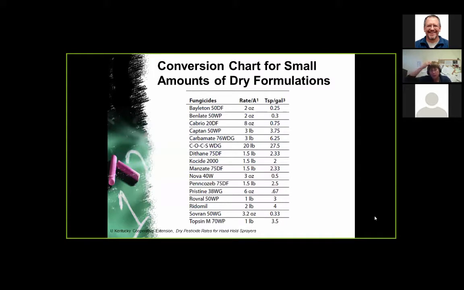So if you're trying to measure out a dry flowable product in ounces by weight, you can't do that easily with a device that measures liquids unless you have some kind of extra information. You might have a conversion chart that tells you teaspoons per gallon of how much you need to mix up. But these charts become obsolete. The pesticide labels change, the formulations change. So this isn't a very good way of doing this.